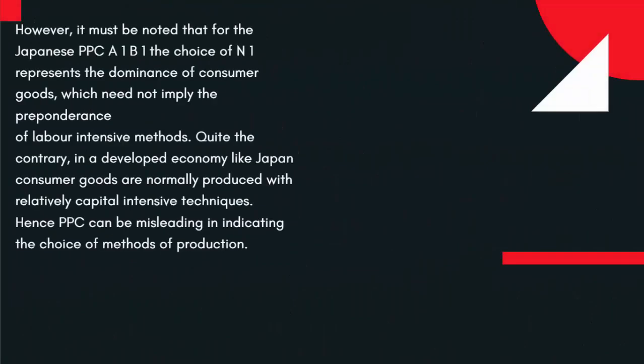However, it must be noted that for the Japanese PPC A1B1 the choice of N1 represents the dominance of consumer goods, which need not imply the preponderance of labor-intensive methods. Quite the contrary, in a developed economy like Japan consumer goods are normally produced with relatively capital-intensive techniques. Hence PPC can be misleading in indicating the choice of methods of production.